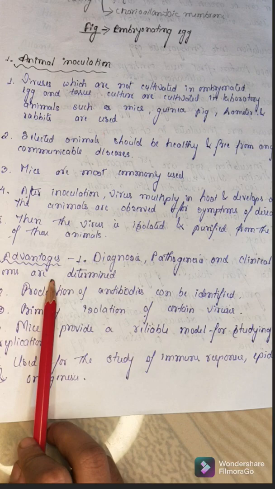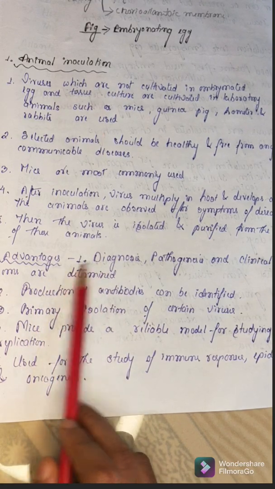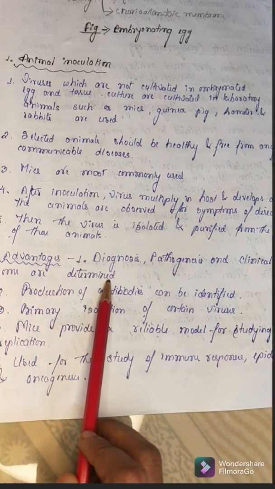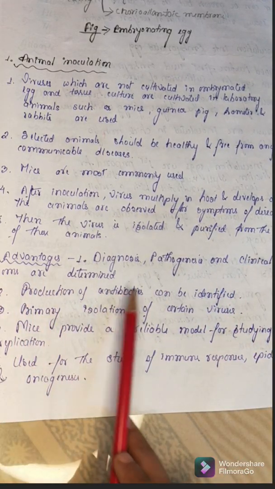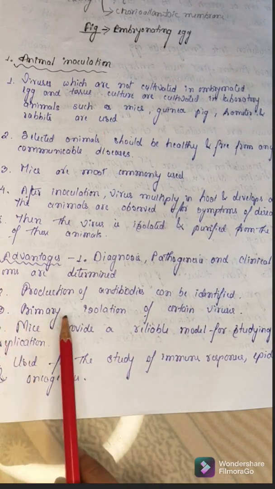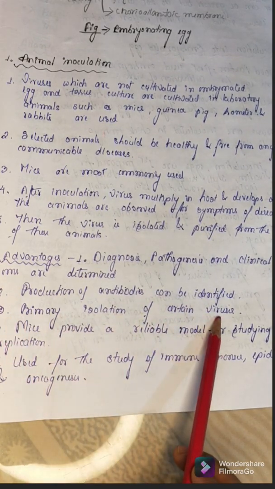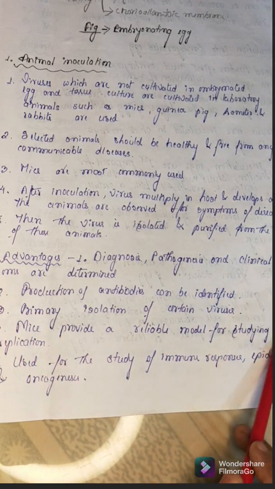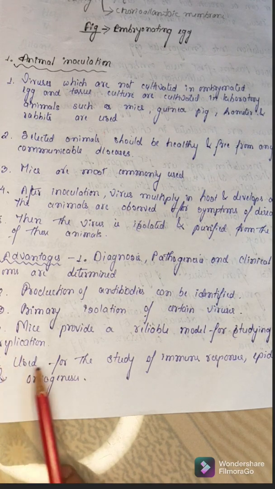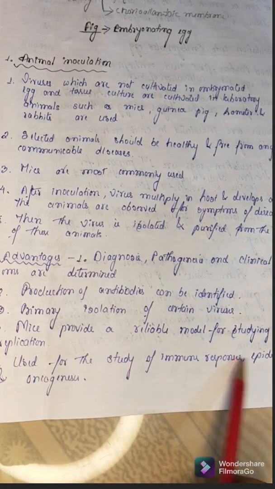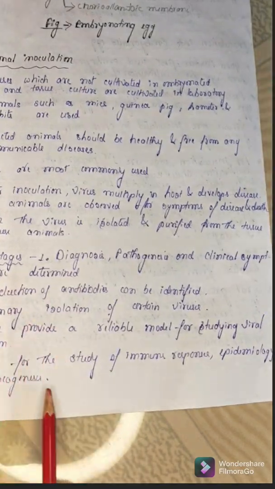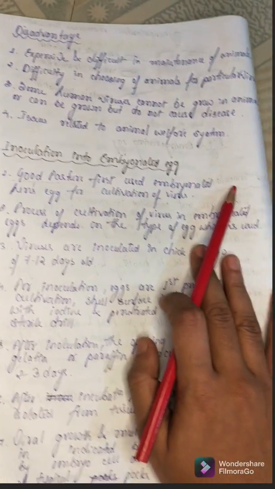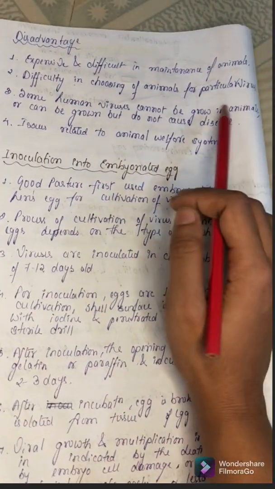The advantages of this animal inoculation method are, number 1, diagnosis, pathogenesis and clinical symptoms are determined. Number 2, production of antibodies can be identified. Number 3, primary isolation of certain viruses. Number 4, mice provide a reliable model for studying viral replication. Number 5, used for the study of immune response, epidemiology and oncogenesis. These are the advantages. Now we come to the disadvantages.